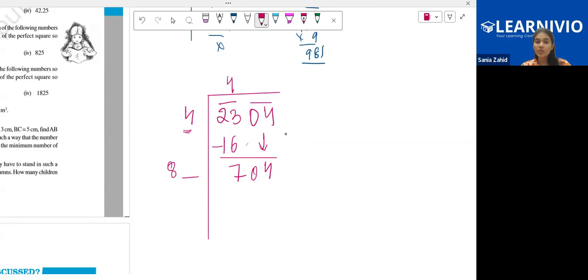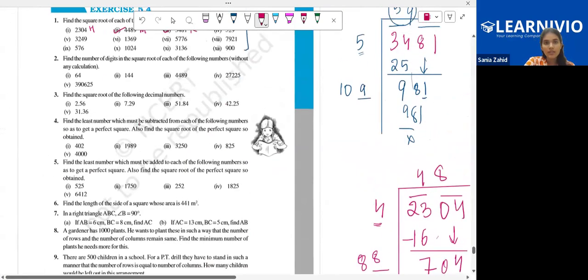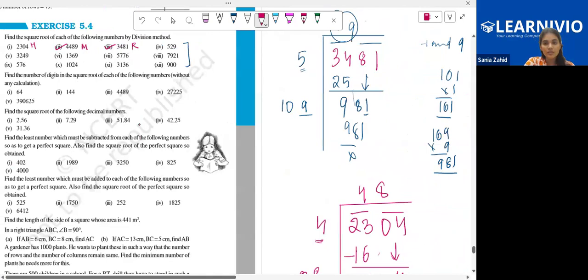No, Harmeen, I have to write one number over here. So what's my number? 8. One more 8. Let's check: 88 into 8. Yeah. Good. So you have 704 and then 0. Okay. So your answer is 48. Now next, Mustafa, tell me for 4489.